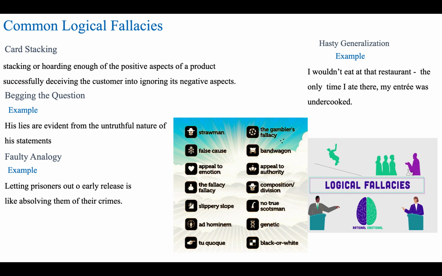Last example is hasty generalization, which draws conclusions from scanty evidence. I wouldn't eat at that restaurant. The only time I ate there, my entree was undercooked, which is a hasty generalization because just one time does not make the whole restaurant bad.